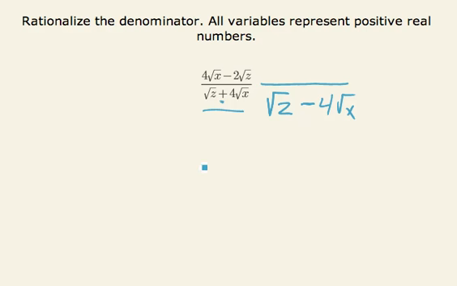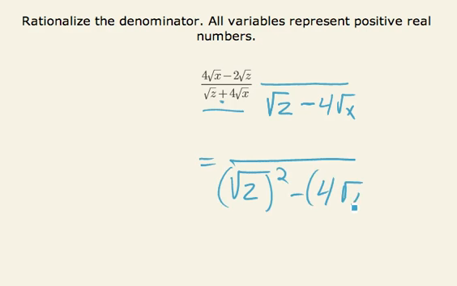So now I have the first bit squared. I'm just looking at the denominators now. I have the first bit squared, root z squared, minus the second bit squared, 4 times root x squared. And the square root and the square cancel. I'm left with the z. Here, the 2, I gotta square the 4, gives me 16. I square the square root of x, square root and the square cancel, I'm left with an x. So z minus 16x is what my denominator is going to be.